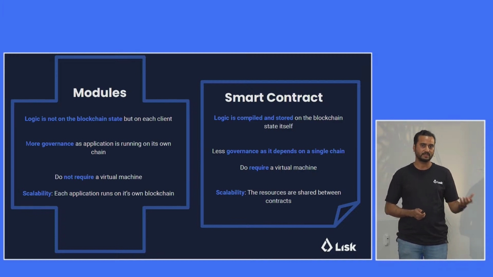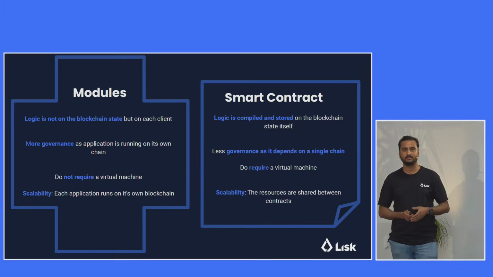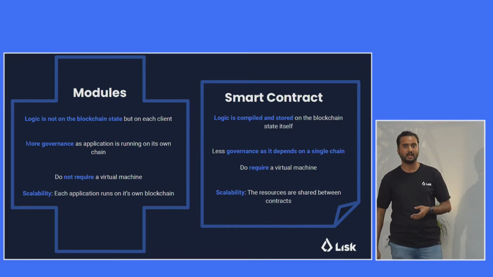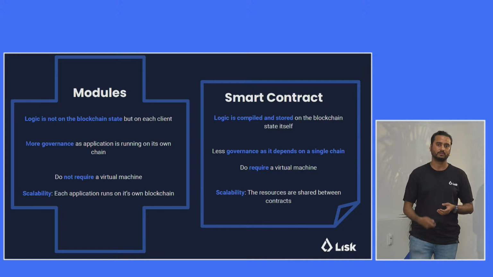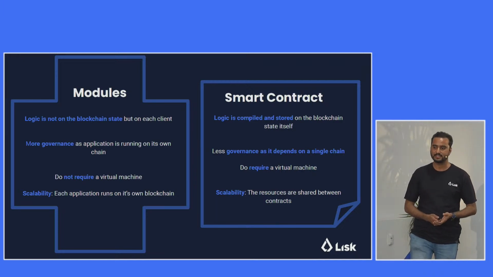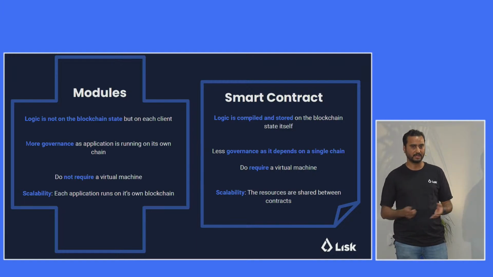So since there's no smart contract in module development, that's why there is no virtual machine, whereas in smart contract, you require this virtual machine. In terms of scalability, since these modules are running in their own blockchain application, you have your own network, it means that it's more scalable. Not everything is running on one chain, whereas the smart contract, they share resources in the same chain.